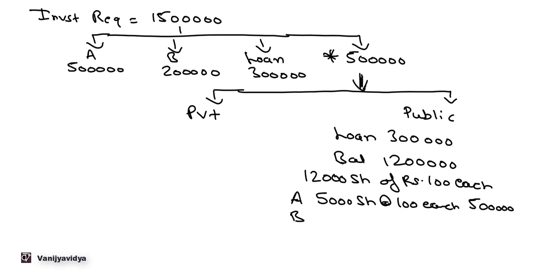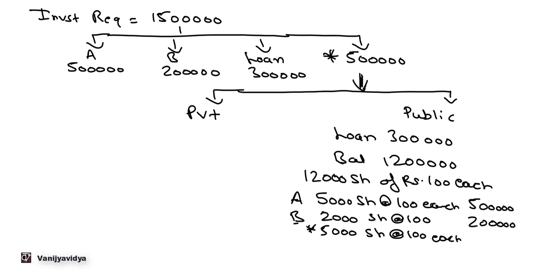Now B can invest 2 lakhs. So how many shares? 2,000 shares at 100 each. So that comes to 2 lakhs. So now the balance is 5 lakh. Out of 12,000, 5,000 shares are taken by A, 2,000 shares are taken by B. That is 7,000 shares are taken by A and B together. So 12,000 minus 7,000, the balance 5,000 will be issued to the public. So this will be taken by the general public.